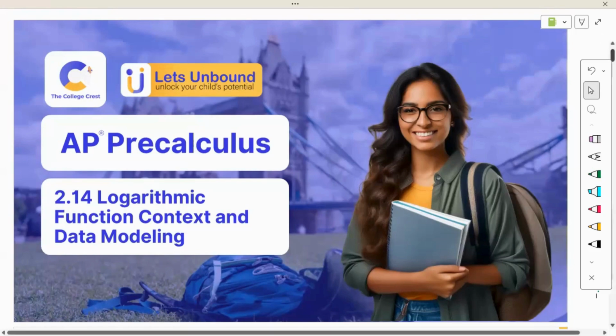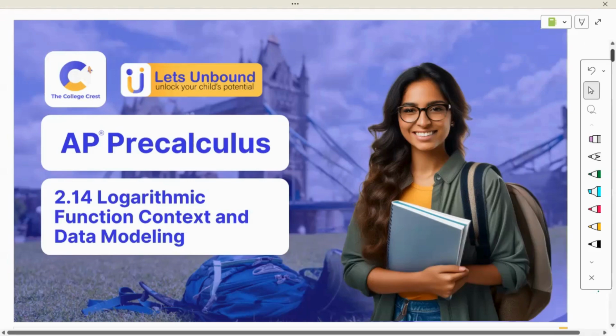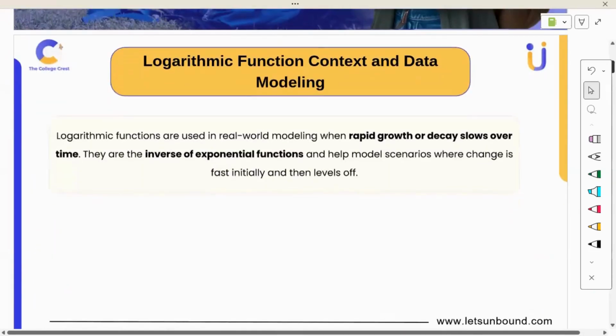So let's get started. Like we did for every function, the main purpose is that it has some application in different contexts. Similarly, for logarithmic, there is separate context and data. Some data will best suit a logarithmic function. So how to find that? These are the things in today's topic. So let's get into the video.